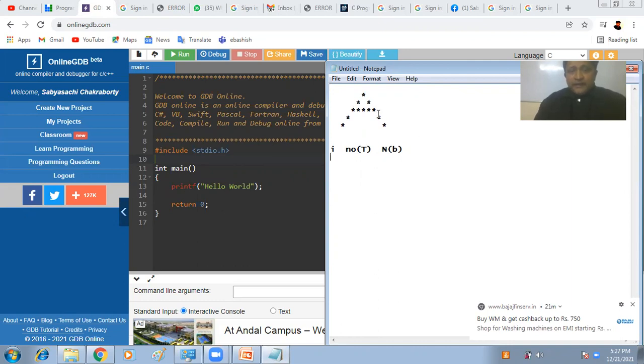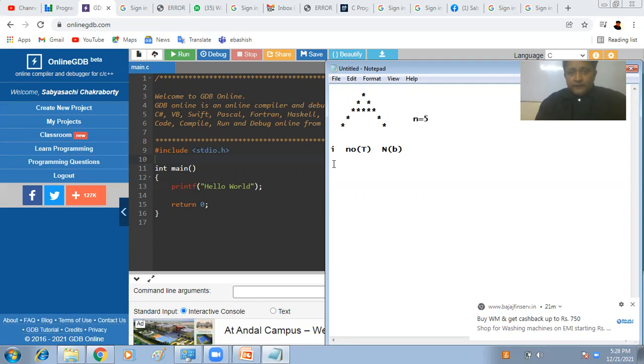Suppose, for example, there are n number of terms. In this case, n number of terms means n number of rows. Here the value of n is 5 because there are 5 rows in this particular structure. This is applicable for any number of rows. We can change the size by changing the number of rows or number of terms. To print the basic structure, we assume the number of terms is 5, n equal to 5.